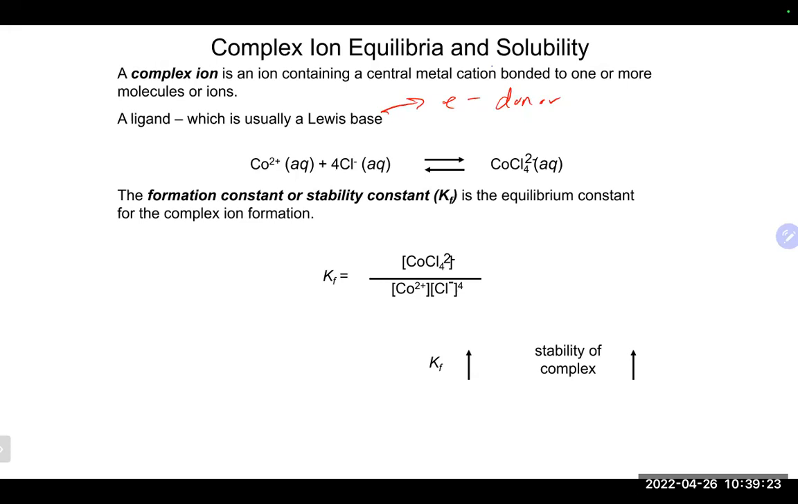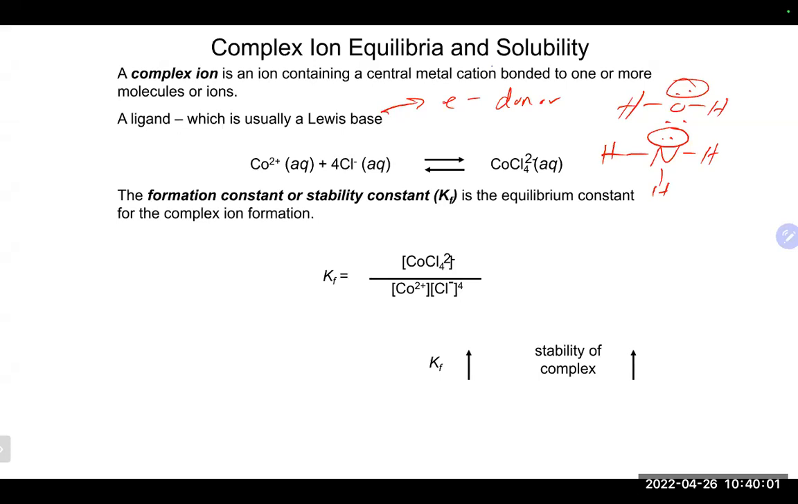Things that are really good Lewis bases are things that have negative charges because they've gained electrons. Also things that are polar and have non-bonding electrons, like water. Ammonia is also a really good ligand. It's polar and has those non-bonding electrons. So those are really good Lewis bases. A Lewis acid, if you remember, is something that's electron deficient, like your metal in the middle, which has a positive charge. The only way for it to become positively charged is that it had to lose electrons. So it is electron deficient.